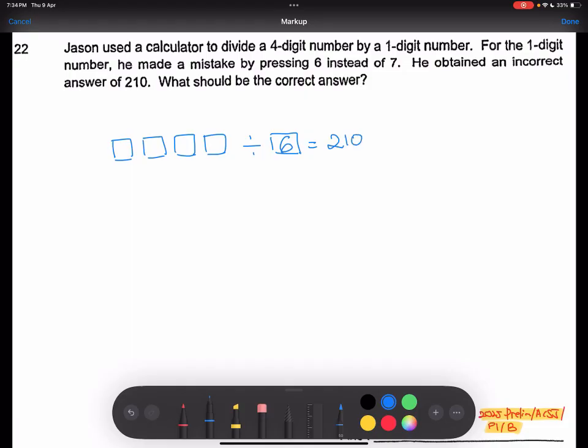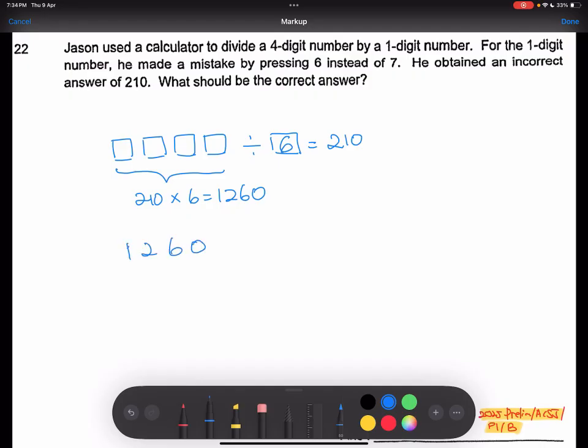Okay, now let's find the 4-digit number. We do this by taking 210 times 6. That will give us 1260. So now let's find the correct answer.